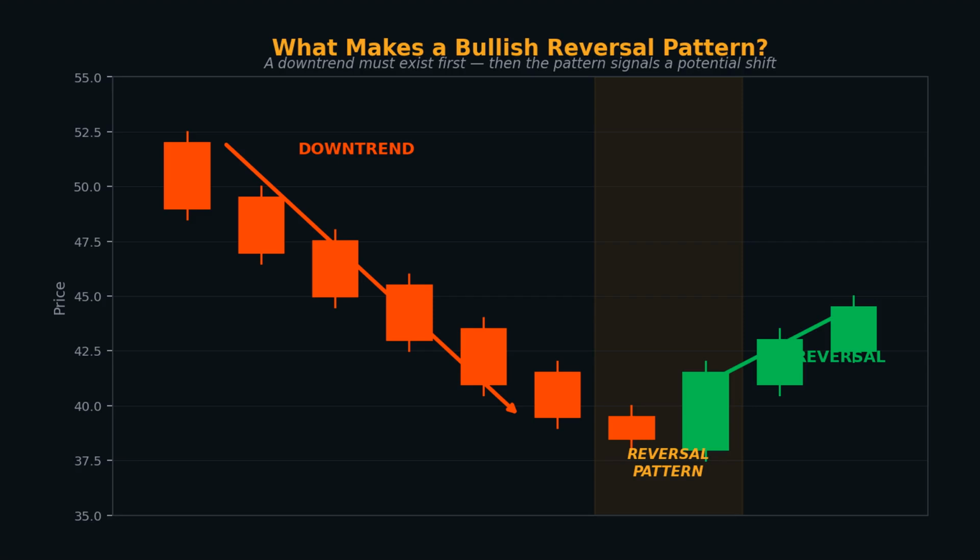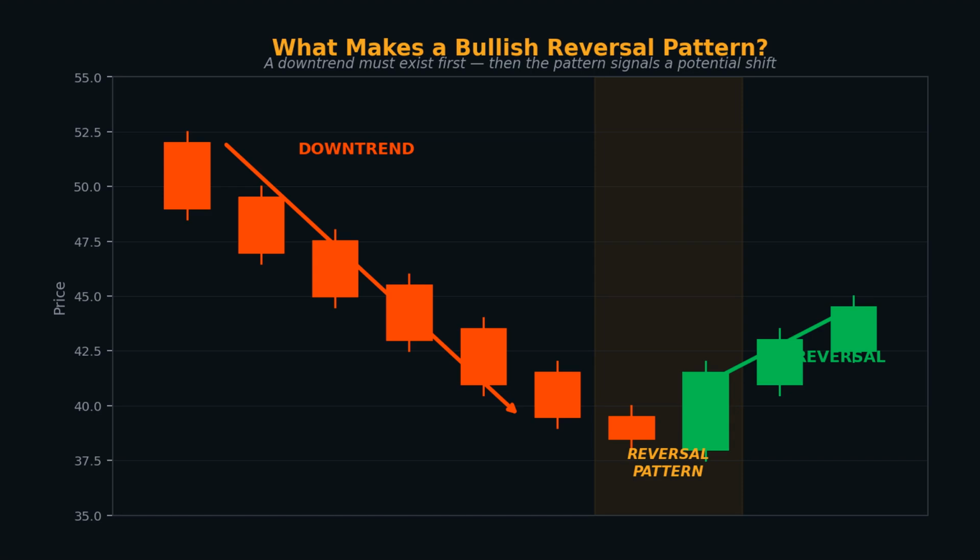Before we dive into the patterns, let's make sure the foundation is solid. A bullish reversal pattern is a specific candle formation that appears after a downtrend and suggests the trend may be about to flip from bearish to bullish. 2 things must be true for it to count. First, the market must already be in a downtrend. If there's no trend to reverse, there's no reversal. Second, the pattern itself must show a visible shift in control from sellers to buyers. That shift is what separates a reversal from random noise.